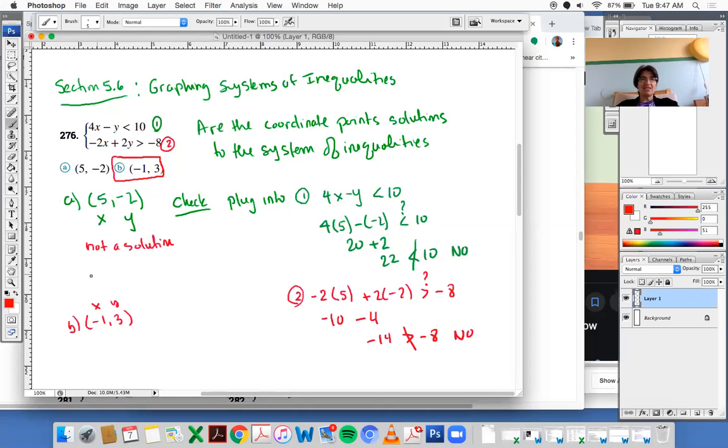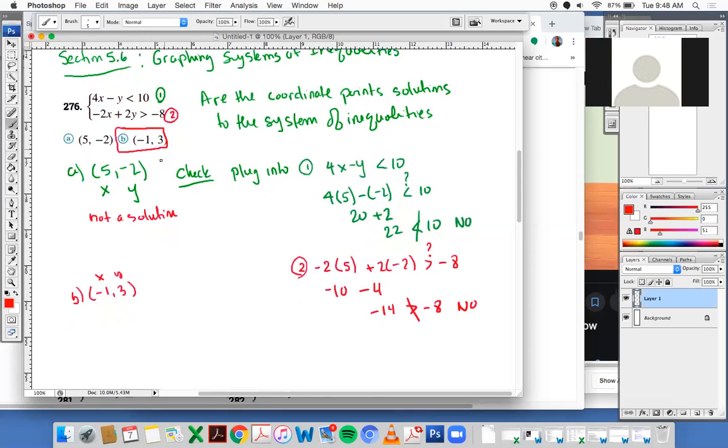All right, did anybody get an answer for this one? Is this a solution to the system of inequalities? I tried it and both of them were true. Both of them are true? Excellent, good. If you plug them in and both of them are true, then that means it's a yes. It's a solution. Good. Let me go through the steps for that.